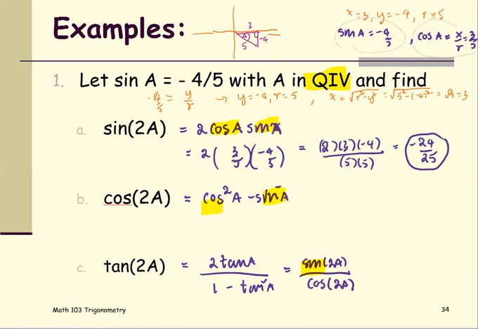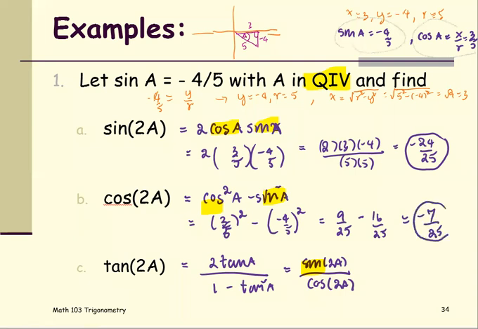For cosine of 2A, replace the cosine A with 3 over 5 and square it, subtracted by the value of the sine, which is negative 4 over 5, squared. The square of 3 over 5 is 9 over 25. Negative 4 over 5 squared is 16 over 25. Subtract these two fractions, and we get negative 7 over 25 as the value of the cosine of double angle A.